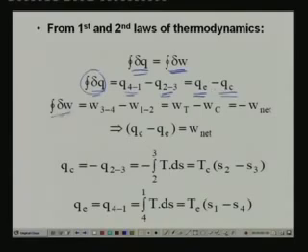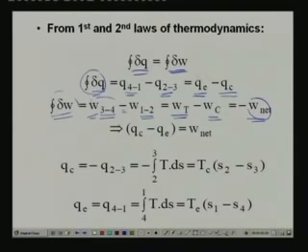Now, cyclic integral of δW. Work transfer takes place during process 3 to 4 and during process 1 to 2. During process 3 to 4, the system does useful work in the turbine, so this is positive. During process 1 to 2, work is done on the system, so this is negative. If you look at the schematic, W3-4 is nothing but the work output from the turbine WT, and W1-2 is nothing but the work input to the compressor WC. So, cyclic integral of δW is nothing but WT minus WC, which is nothing but minus Wnet, where Wnet is the work input to the system.